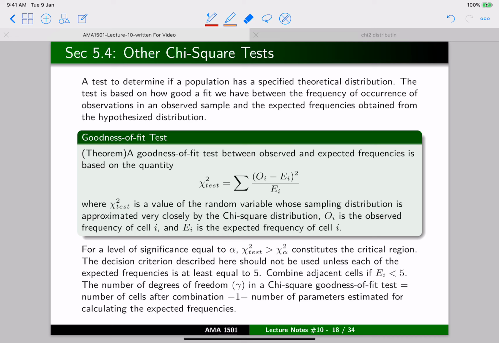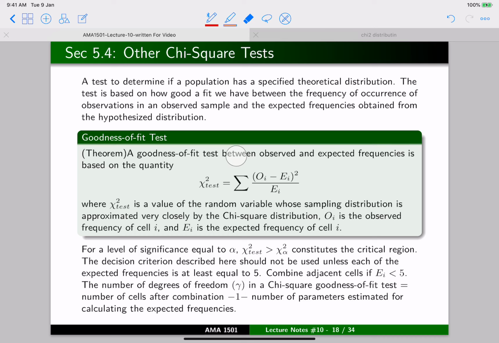A chi-square test for goodness of fit is a test to determine if a population has a specified theoretical distribution. The test is based on how good a fit we have between the frequency of occurrence of observations in an observed sample and expected frequencies obtained from the hypothesized distribution. To be more precise, the goodness of fit test says the following.